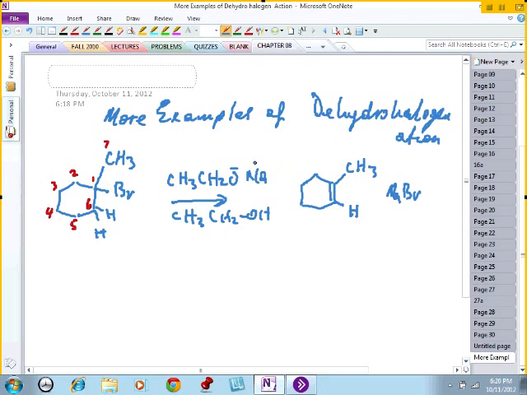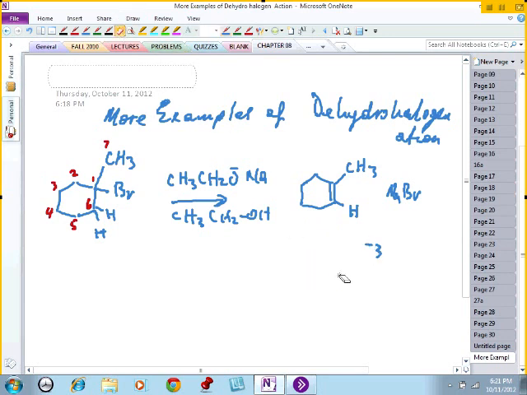Where the double bond will be? Which one? Well, that would be the same product as 1 and 6. It will be the same product as 1 and 6. It will be this. If you name these two compounds, they will be the same. Okay, so that is the same.